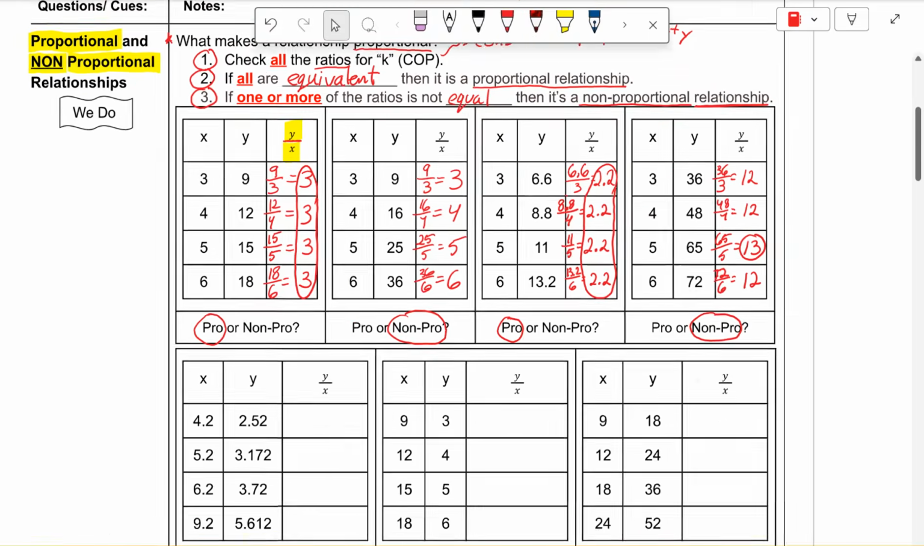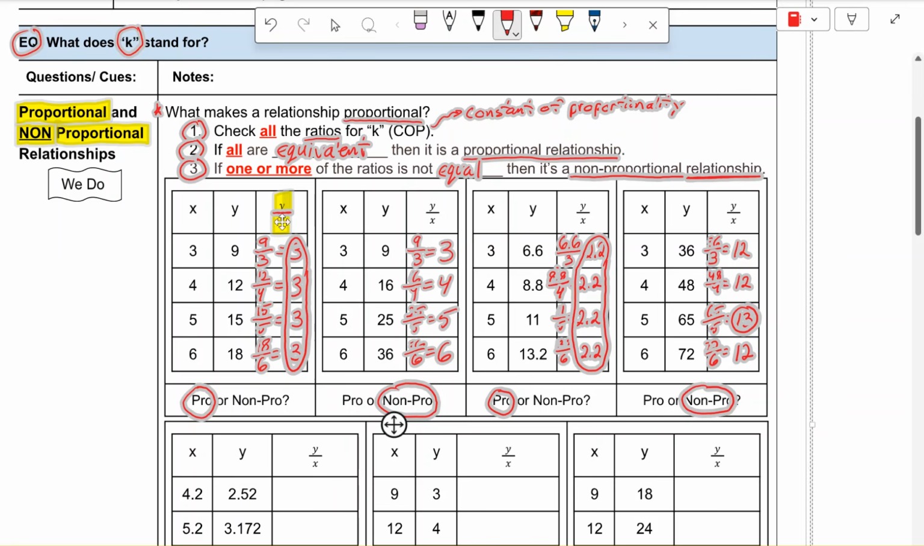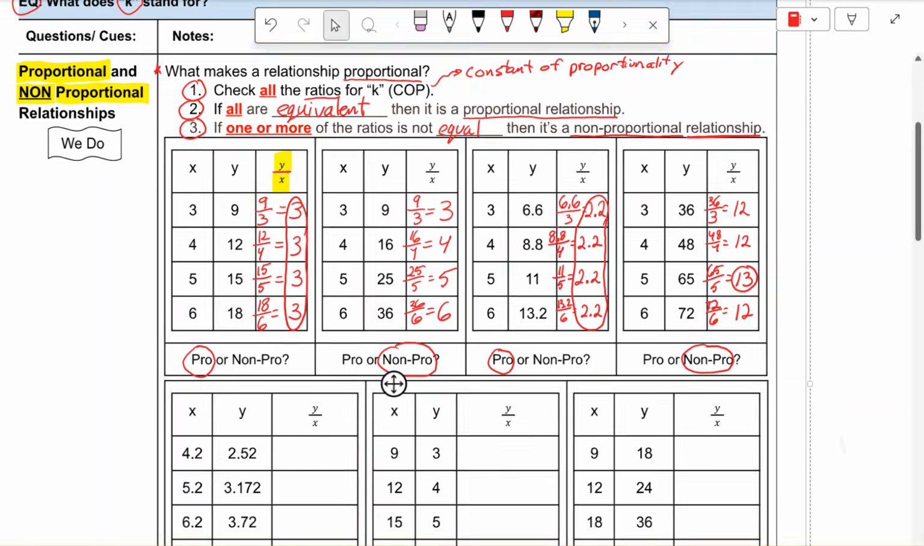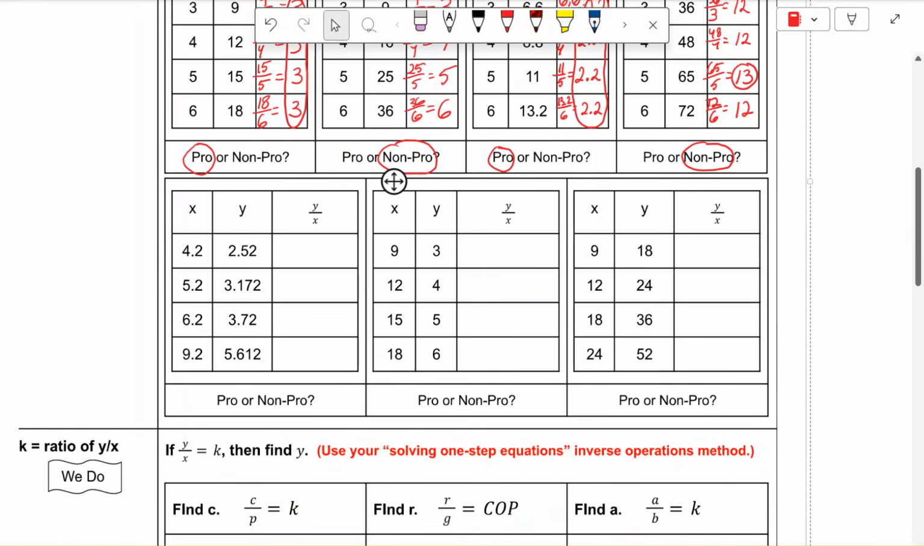And that's how you check. Okay, we used the first thing, number 1, check all ratios. We did y divided by x for every one. And then we made sure that all are equivalent. And if they weren't, then it is not proportional. And so we had 2 non-pros and 2 pros. All right, we have some more here to work through together. So go ahead and start on the first one.